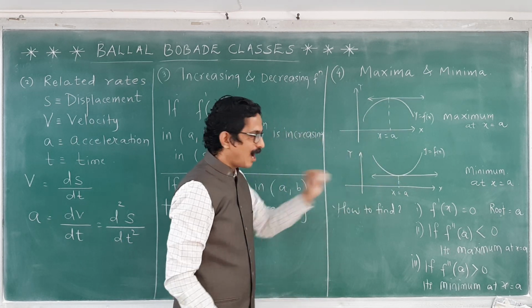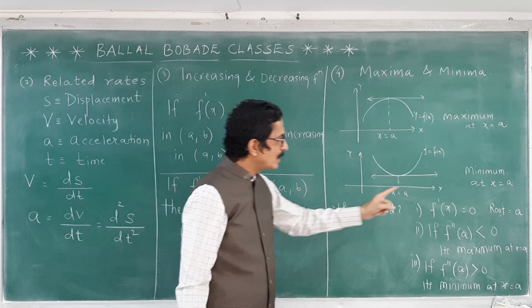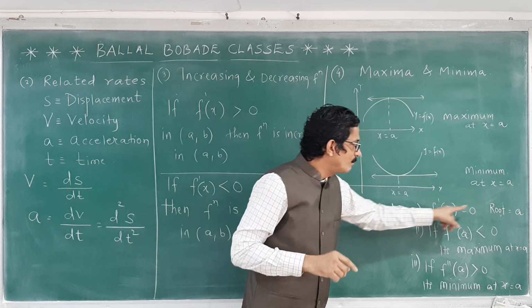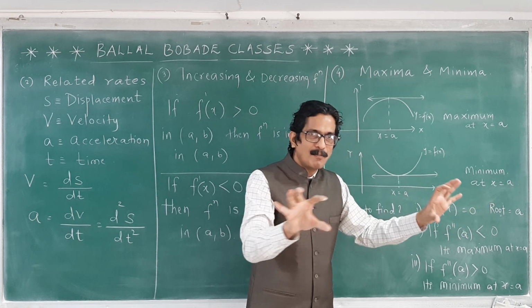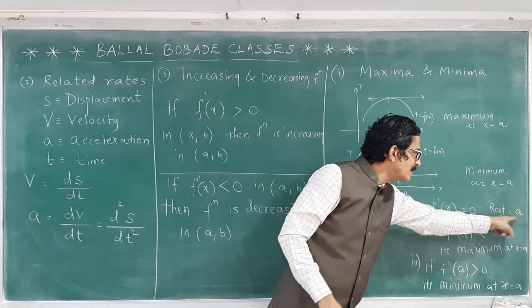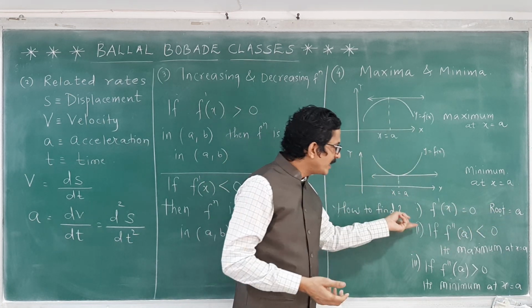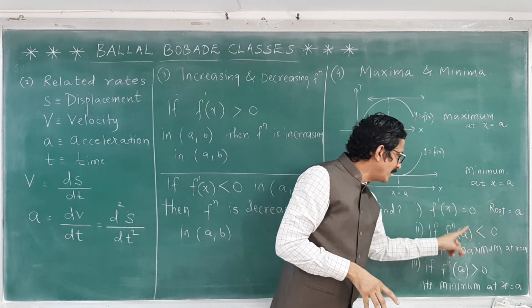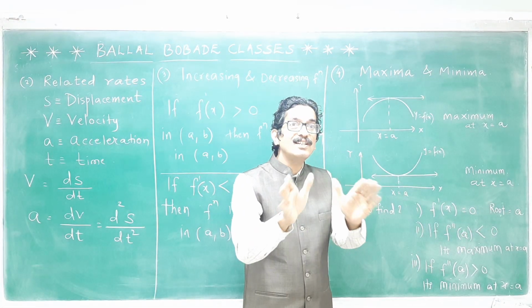So what is the criterion to find the maximum and minimum? You see, you have to first find f dash x and equate it to 0. Once you equate it, there is a polynomial. You solve it, you get roots. Let's assume that a root is a. Then what to do? Find f double dash x. Put that value of the root into this, and check the sign.